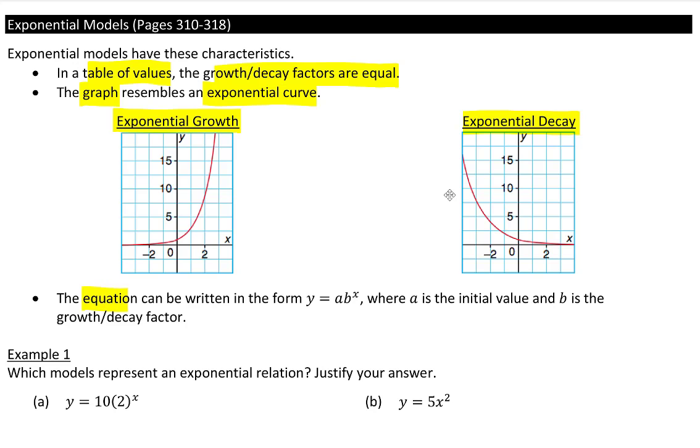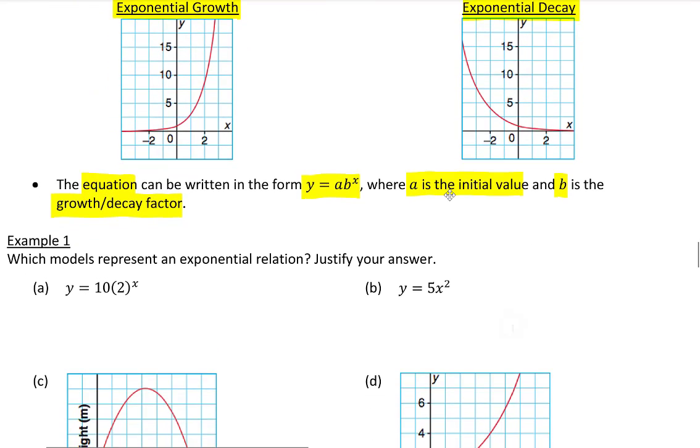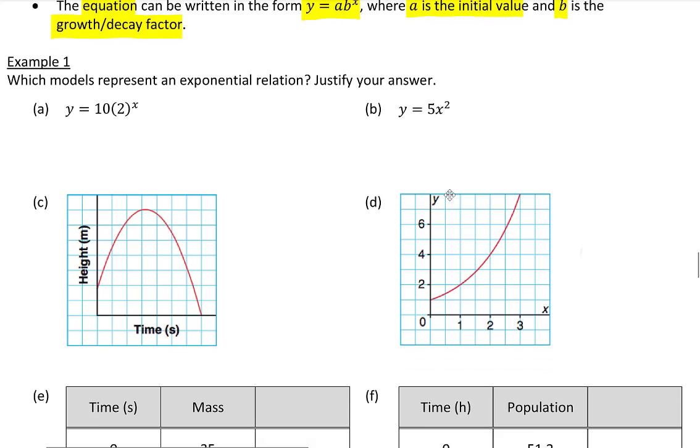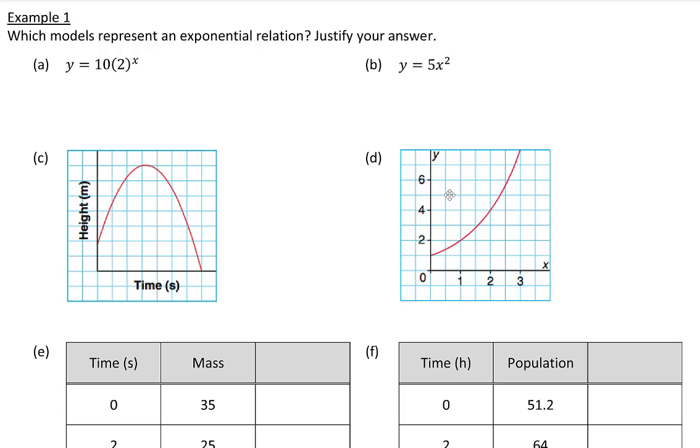The equation of an exponential model can be written in the form y equals a times b to the exponent x, where a is the initial value and b is the growth or decay factor. So let's go to example 1. Which models represent an exponential relation? Since x is in our exponent for the first one, we can consider that relationship an exponential relationship.